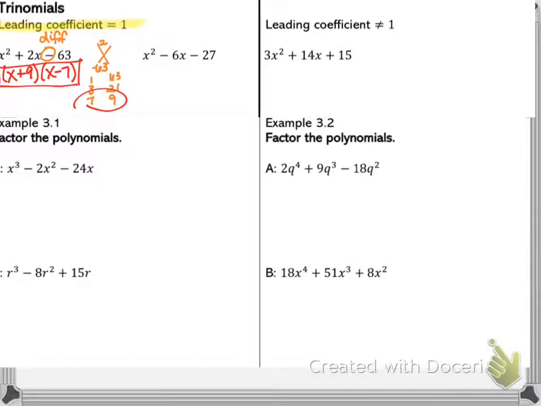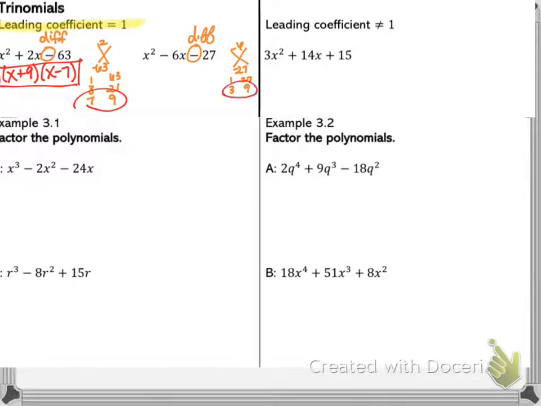Same idea with the next one. Our sign in front of the constant is again negative, so it's going to be 2 different signs. We'll do our X factor where we have negative 6 on top and negative 27 at the bottom. So this will be 1 and 27 and 3 and 9, and I think that's it.